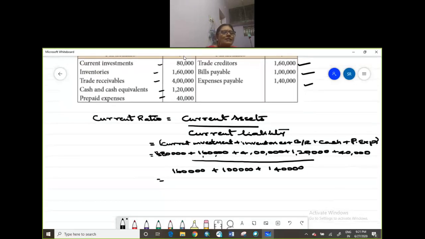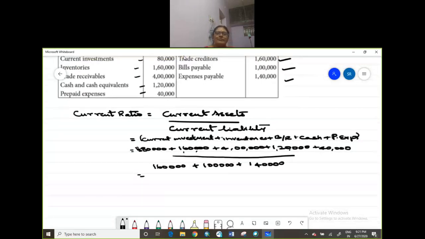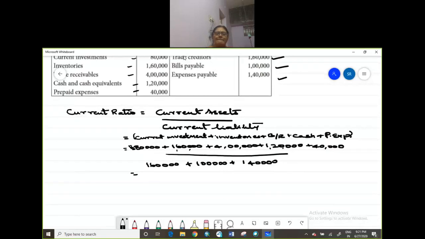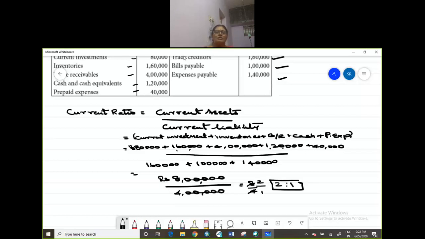what your total current assets are. Your total current assets is 80 plus 160 plus 4 lakhs plus 120 plus 40,000. So that comes to rupees 8 lakhs. Now, on the liability side, 1 lakh, 2 lakh 60, 3 lakh plus 1, that is 4 lakhs. So numerator and denominator you can cancel. So you have now 8 by 4. 4 will go here once, 4 will go here twice. So 2 is to 1. This is your current ratio.